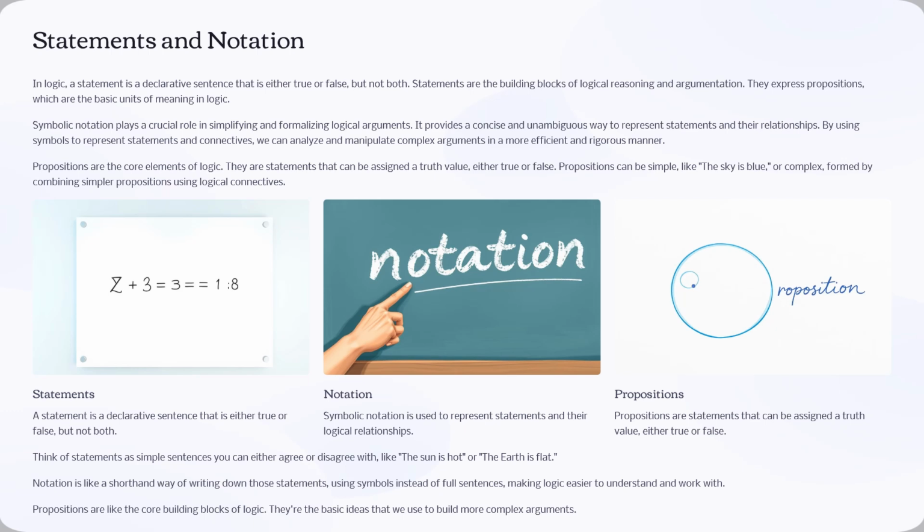Statements are the basic building blocks of logical reasoning. They are declarative sentences that are either true or false. Symbolic notation is a concise and unambiguous way to represent statements and their relationships using symbols instead of full sentences.